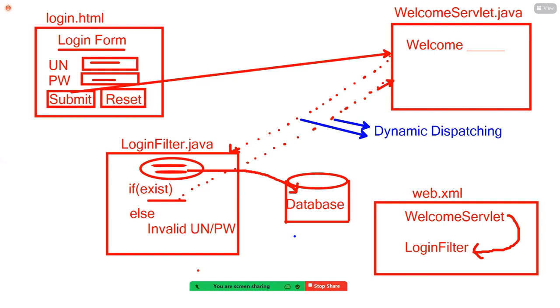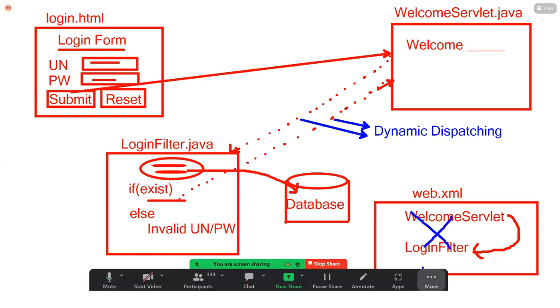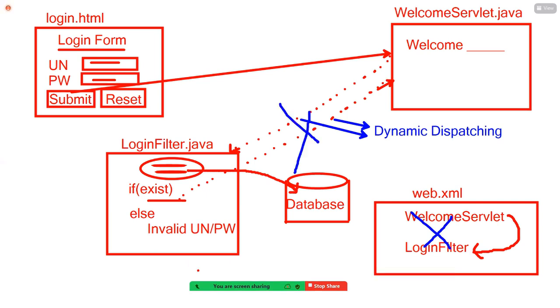Okay. Now if I break this configuration, if I remove the configuration, these links are broken. Now it is always welcome. That login doesn't check the username and password in the database. Always welcome is displayed. Again, if you want to add, just configure, and it will be added.